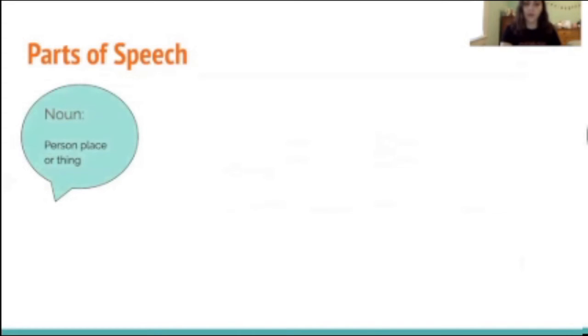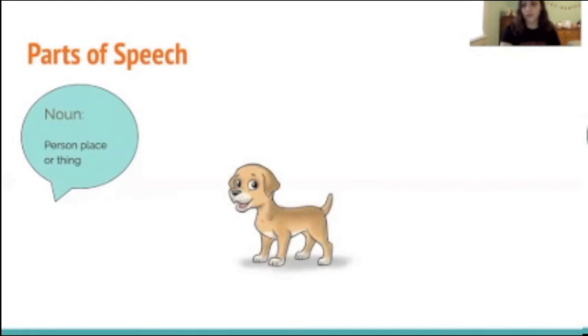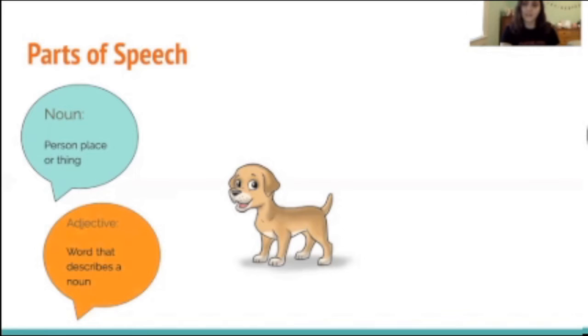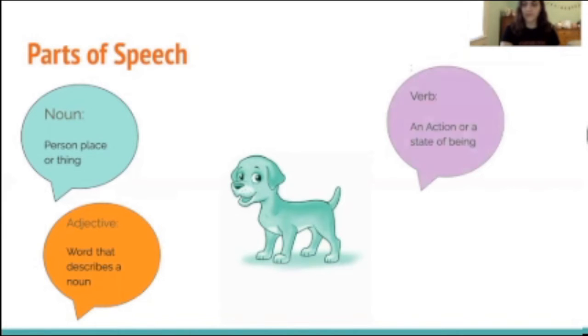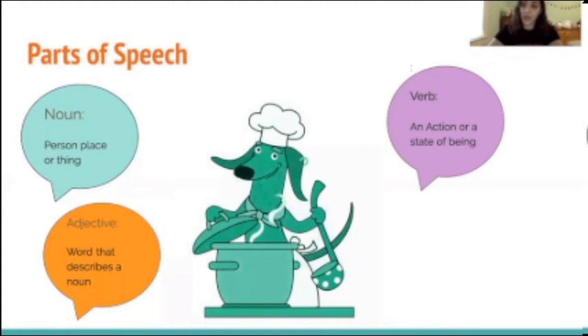First, we have a noun, which is a person, place, or thing. For example, a dog would be a noun. Next, an adjective is a word that describes a noun. A blue dog. Blue is the adjective and dog is the noun. Next, we have a verb, which is an action or a state of being. For example, a blue dog cooked. Blue is the adjective, dog is the noun, and cooked is the verb.